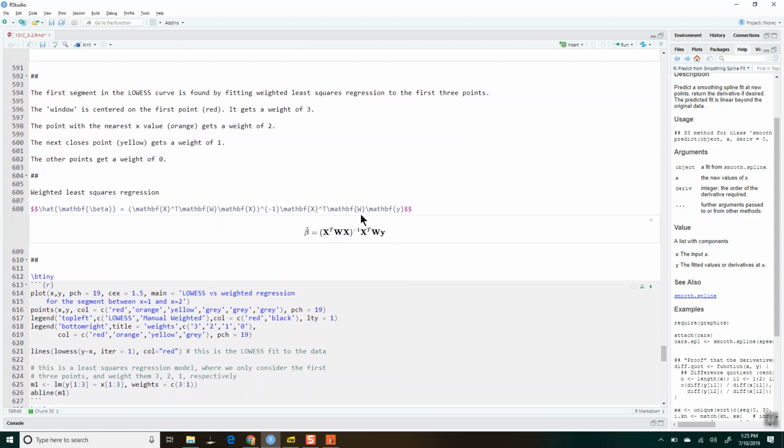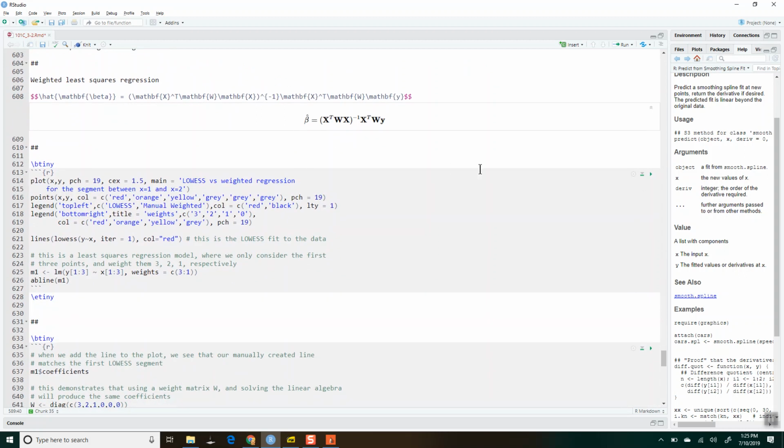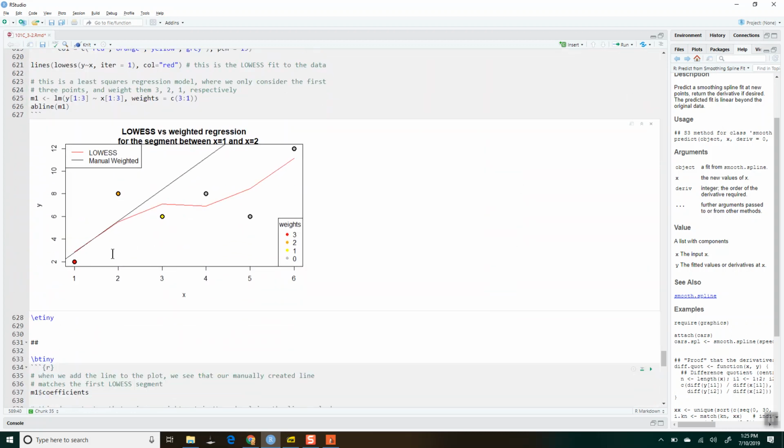When we do the local regression, we draw a window around certain points. The point in the middle of the window gets the highest weight of 3. The points next to it get a weight of 2, the points a little bit farther away get a weight of 1, and everything else gets a weight of 0. So our diagram looks something like this.